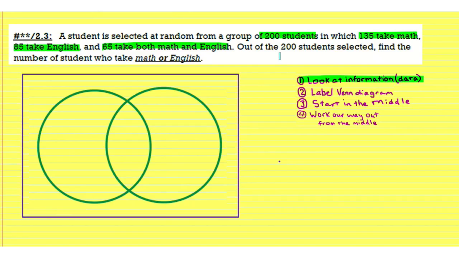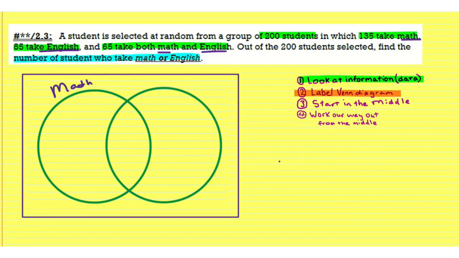And they want us to find out of those 200 students, find the number of students who take math or English. Okay, so we're going to, first of all, label our Venn diagram. So how many categories do we have? We have a math category, we have an English category, we have math and English. So just two. So that makes sense. I have two Venn circles already set up here. So I'm going to call this the math circle.